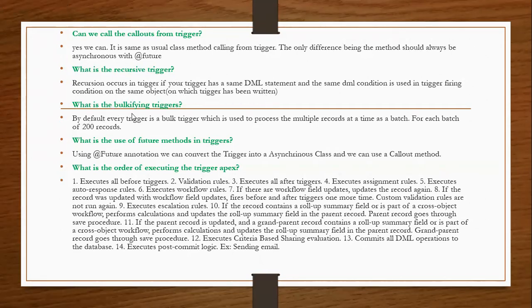Next, what is bulk firing of triggers? By default, every trigger is a bulk trigger, which is used to process multiple records at a time as a batch, with each batch of 200 records.